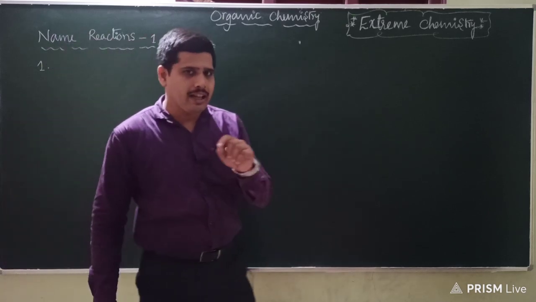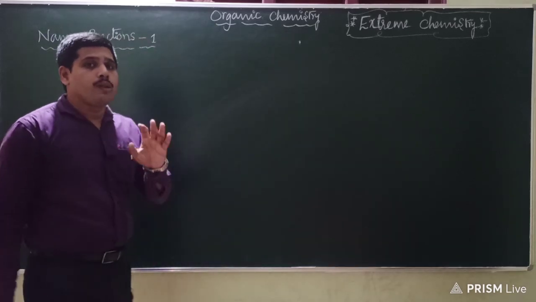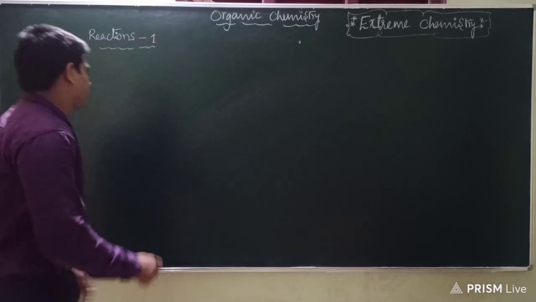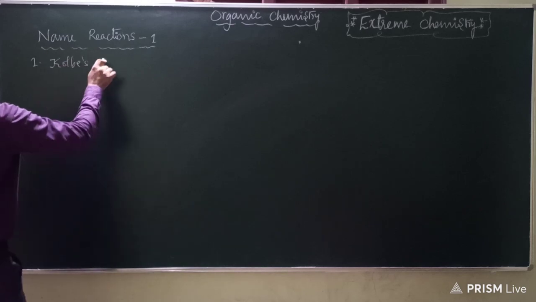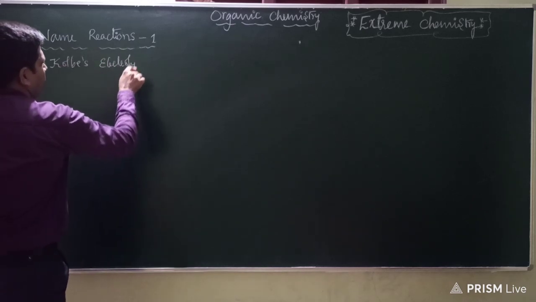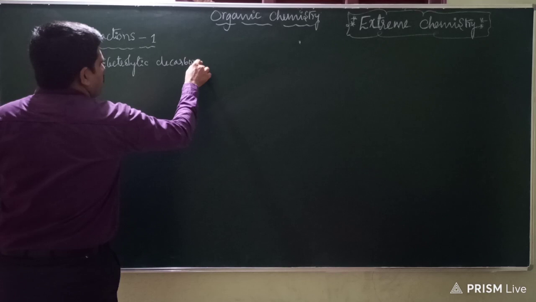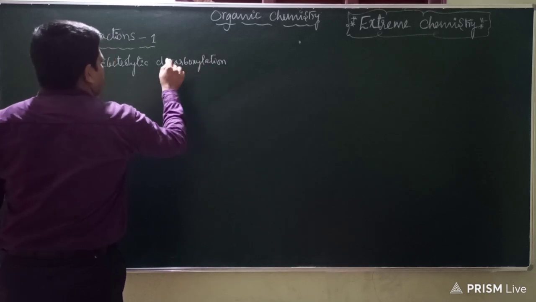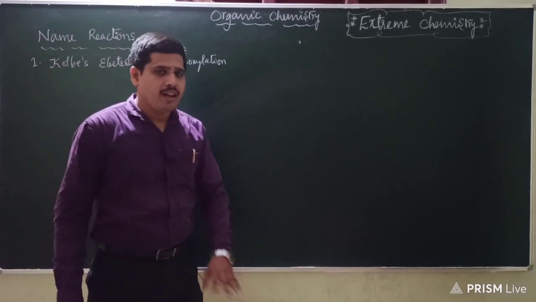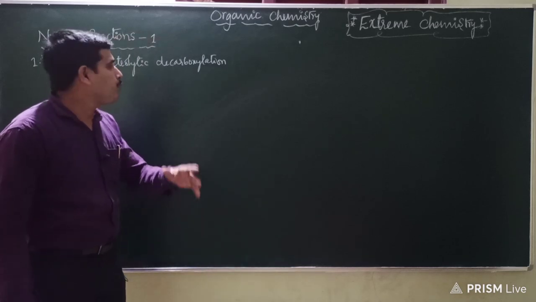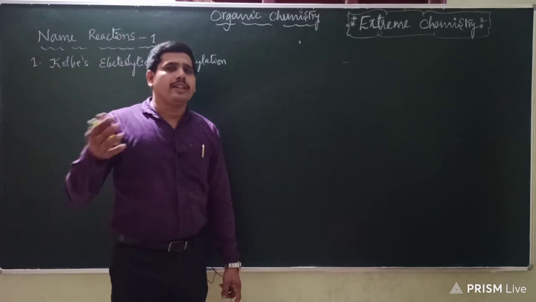As I told earlier, I'll deal only with the named organic reactions. Let us learn the first reaction, which is Kolbe's electrolytic decarboxylation. I'll write the name: Kolbe's electrolytic decarboxylation. Okay, fine. Now what is decarboxylation? Removal of carbon dioxide or the carboxylic group. So you are basically removing the carboxylic acid group in the form of carbon dioxide or carbonate.